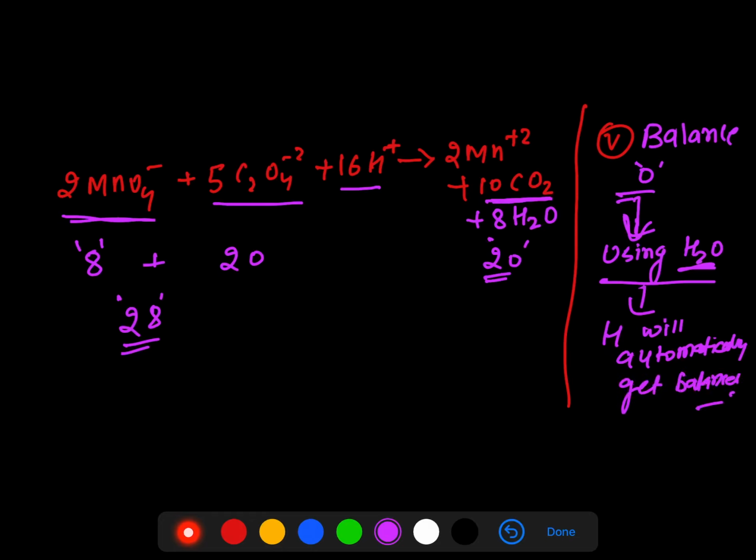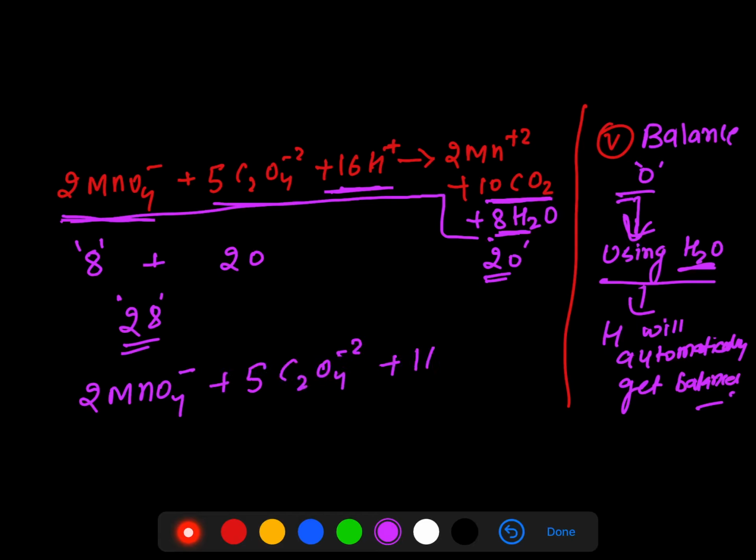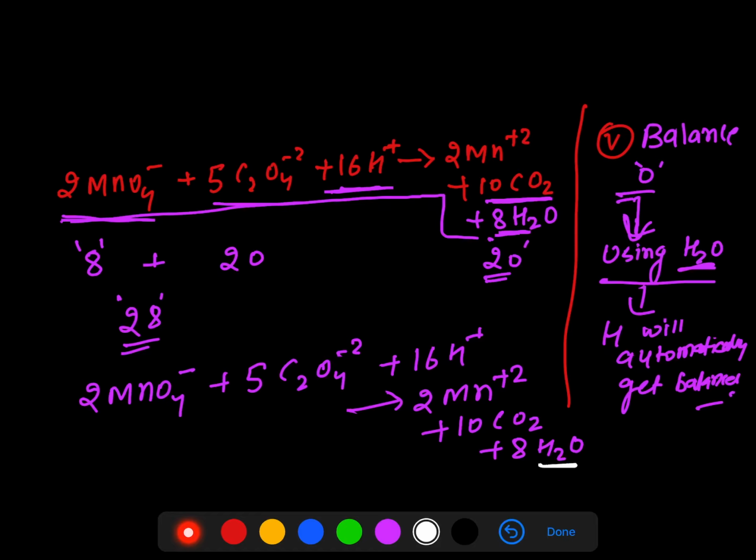So if you check, hydrogen is balanced. You have just 16 hydrogen on LHS and you have 16 hydrogen over here. Hydrogen is balanced. Fine. So this was the question in the acidic medium. So this is your balanced equation. If you have to write it finally, this is the balanced equation. If you see, the spectator molecules and ions are back.